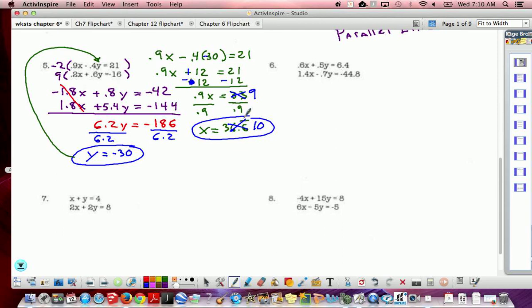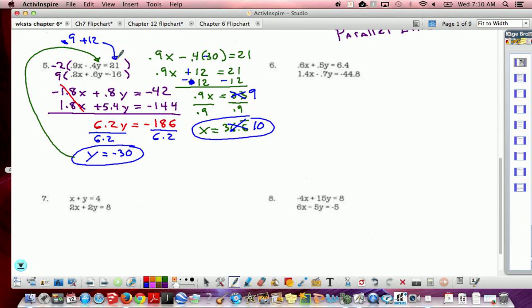So let's plug it back in now. 0.9 times 10 is 0.9. Negative 30 times negative 0.4. Right. Well, I don't know why I wrote 0.9. That should have been 9. Is 12. 9 plus 12 is 21.